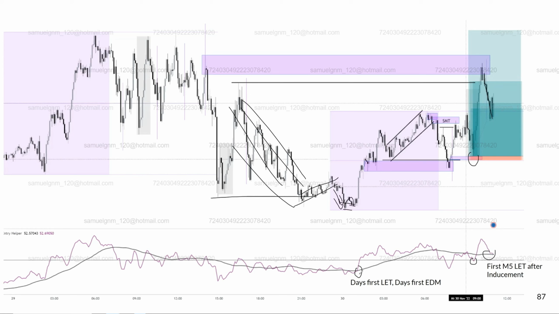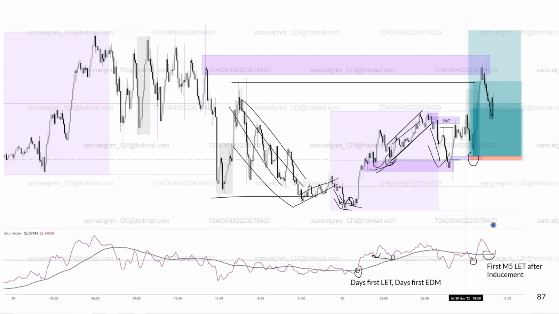Obviously pulls back, gives the LET, not the nicest, but it is there, right? And then what's the only thing you look after? EDMs, boom, it's right here as well, right? So this is technically done. Now we just have a new build up inducement, right? So we can look for a new EDM or LET and EDM cycle, right?